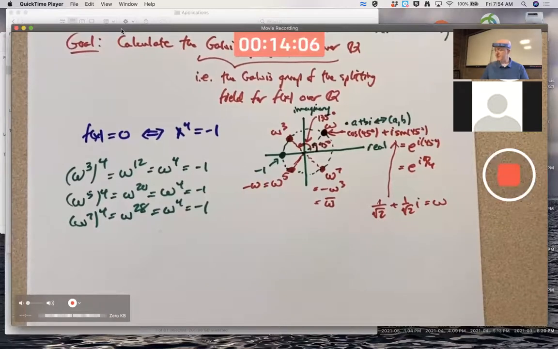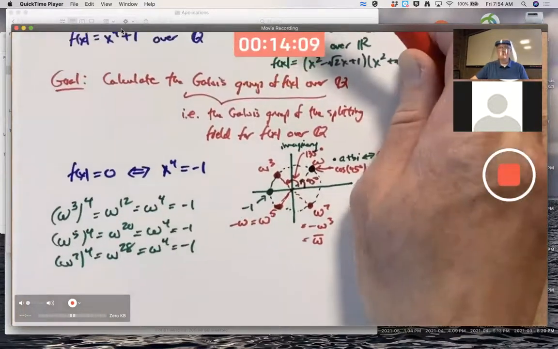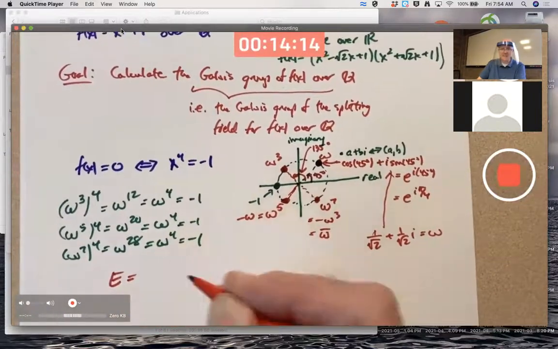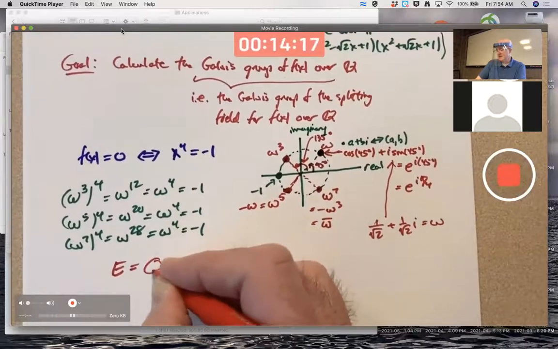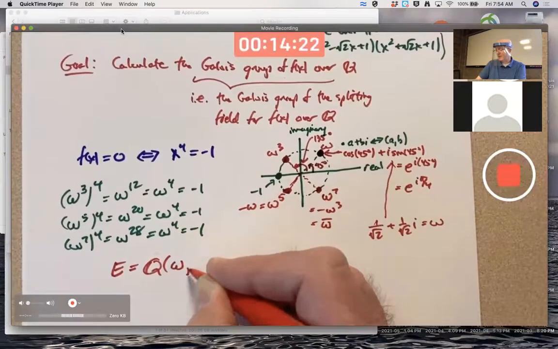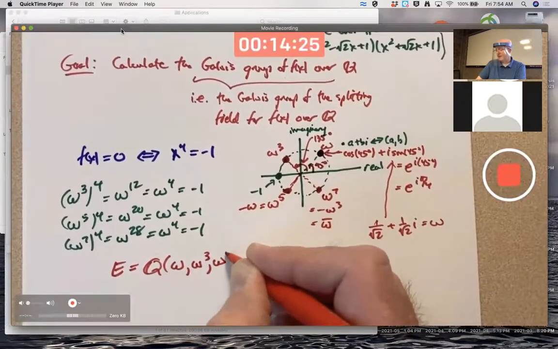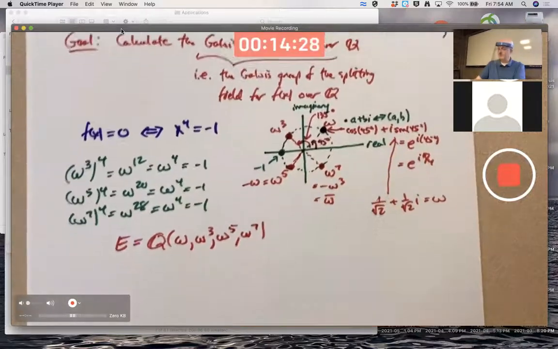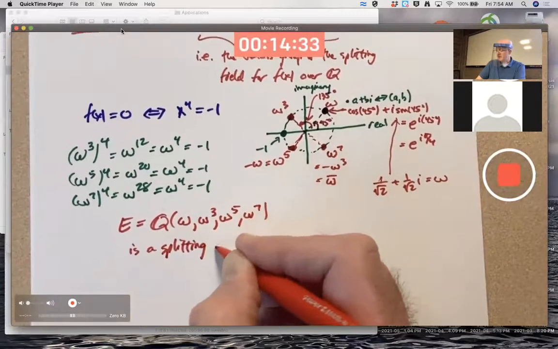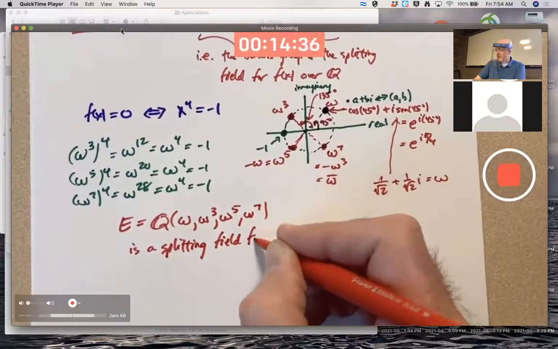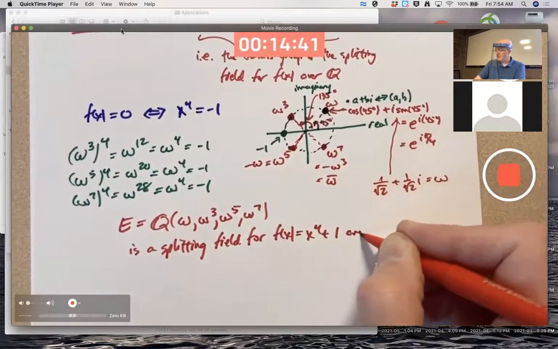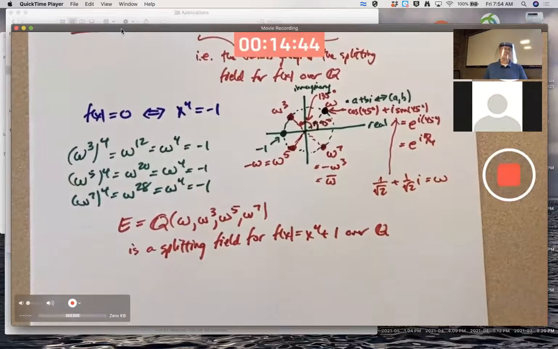And yeah, the splitting field for f(x) over Q would then be, or a splitting field, the most natural splitting field, a subfield of the complex numbers. Q adjoin the roots. Q adjoin omega, omega cubed, omega to the 5th, omega to the 7th is a splitting field for f(x) equals x to the 4th plus 1 over Q, the rationals.